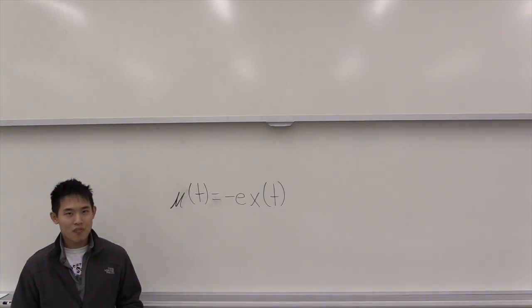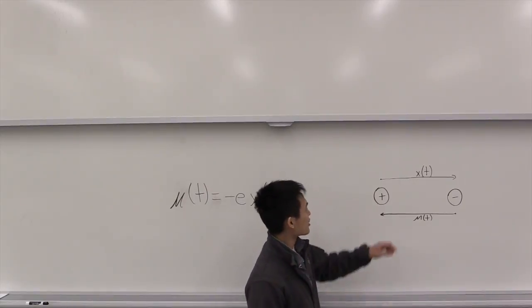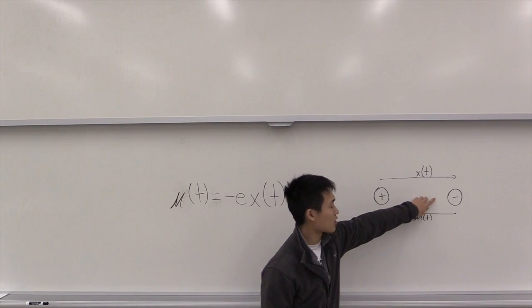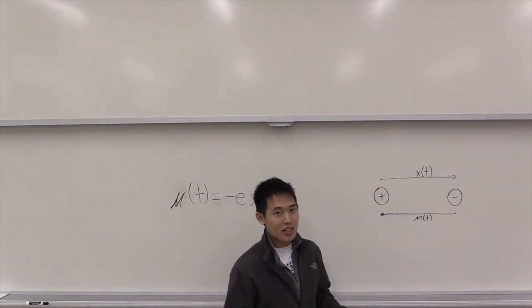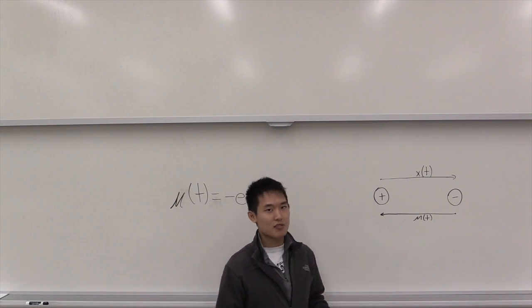Why is it negative though? I thought we were supposed to use the magnitude of the charge. This is because x of t is defined as going from the positive nucleus to the negative electron. The dipole moment though is defined as going from the negative charge to the positive charge. So we add a negative sign to flip the direction.